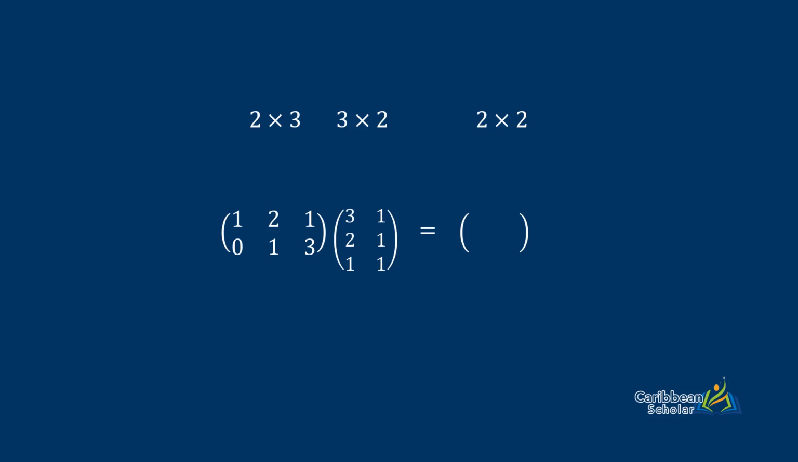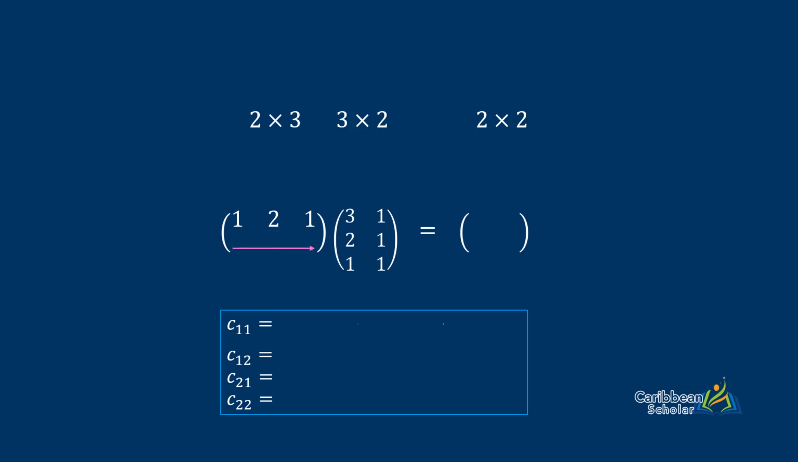Now to perform a matrix multiplication, we go row by column. So to get C11, we multiply the numbers in the first row of A by the numbers in the first column in B, and then add those up. So we have 1 by 3 plus 2 by 2 plus 1 by 1. And this gives us 8.